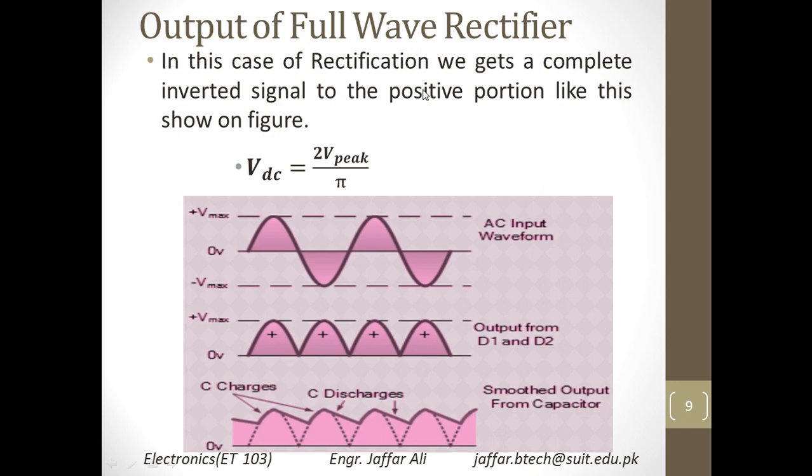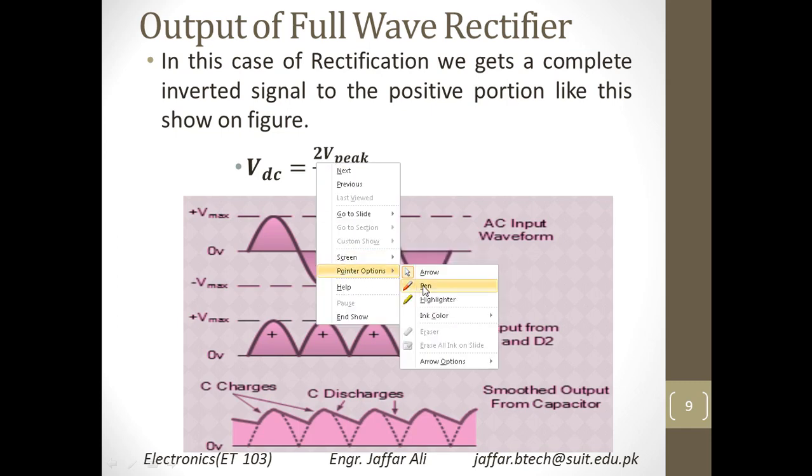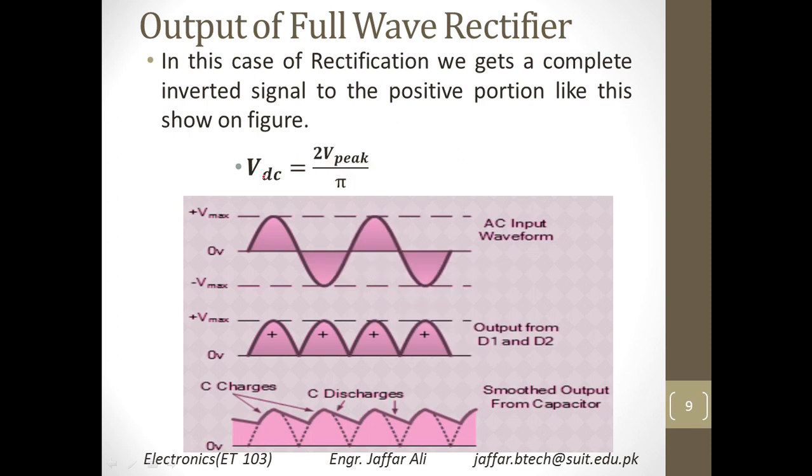So you see that the output voltage of the full wave rectifier is twice as compared to the half wave rectifier. In a half wave rectifier, we have seen that the formula of output voltage is equal to V peak divided by pi, but in this case it is twice V peak divided by pi.